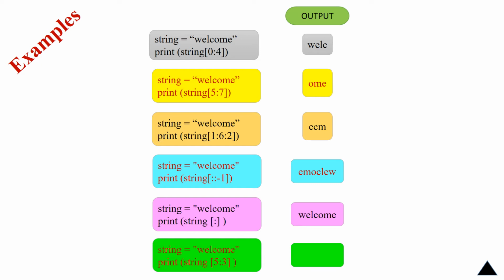See in the last example, string is equal to welcome. What I have given is 5:3. Here the starting index should always be less than the ending index. Here it is greater than the ending index, so it will not print any values.